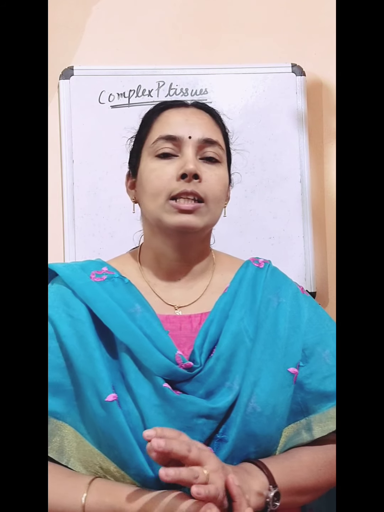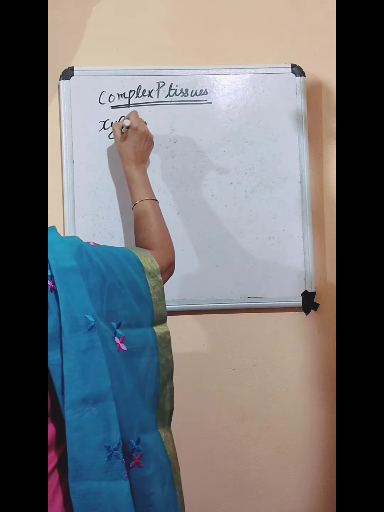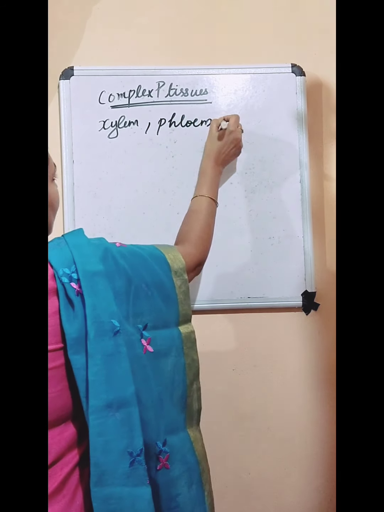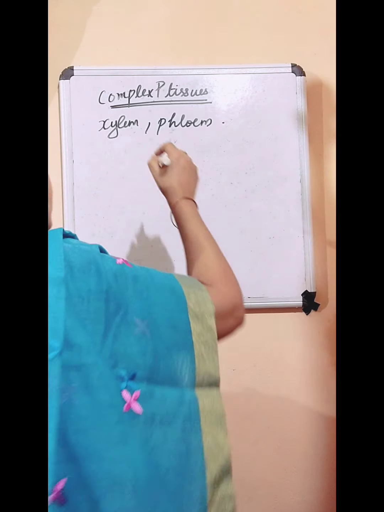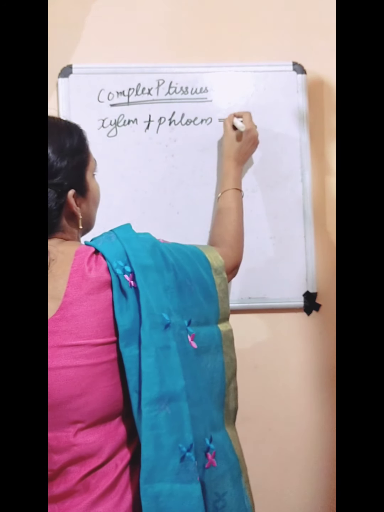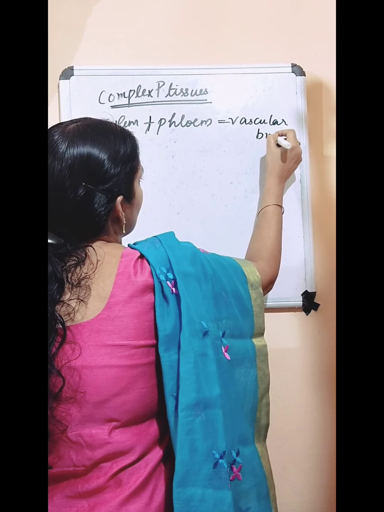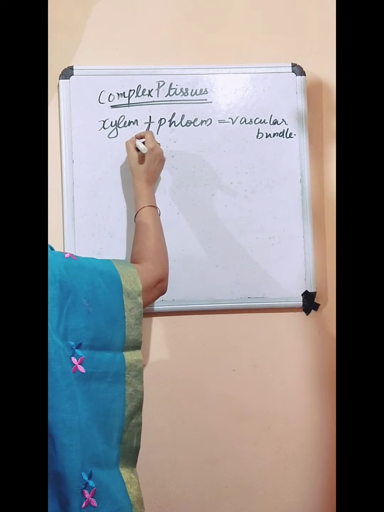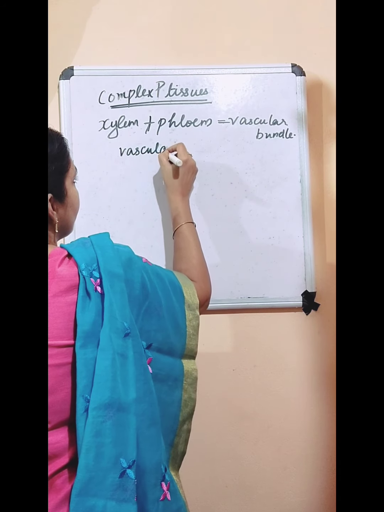Okay, and xylem and phloem. We can see xylem and phloem tissues in plants. So the xylem and phloem are examples of complex tissues. Both these together form a vascular bundle. So xylem and phloem together form a vascular bundle. So these are also called vascular tissues.